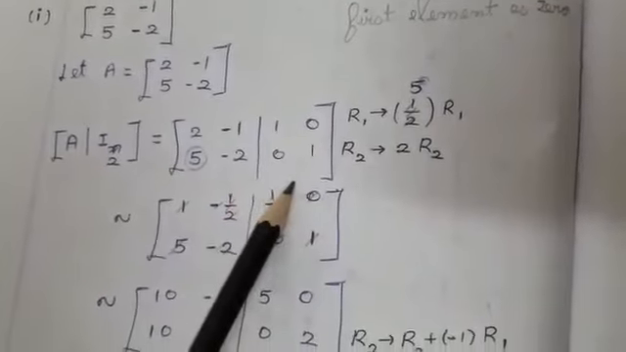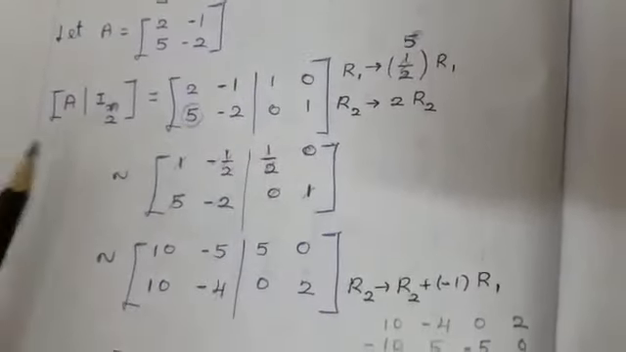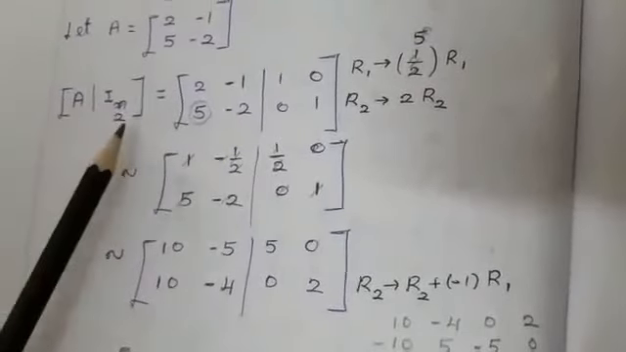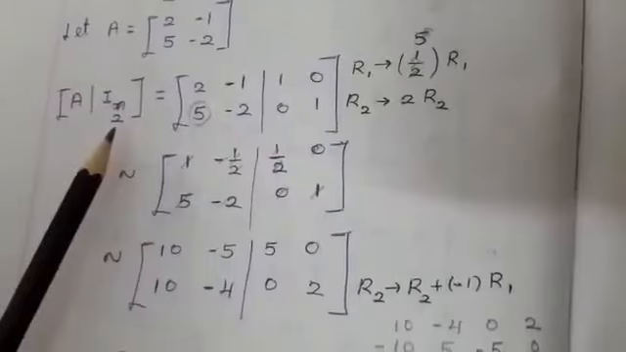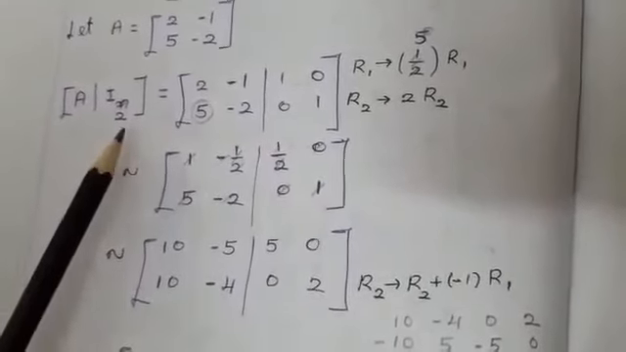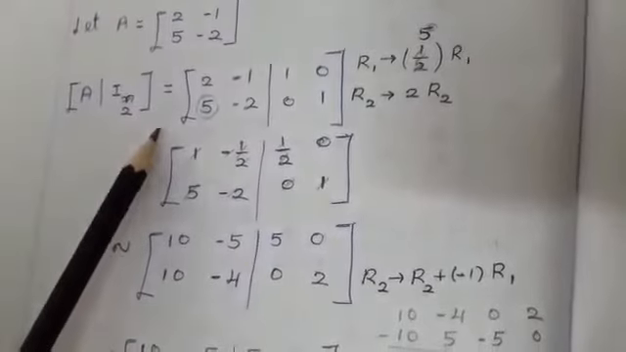I am going to do the calculations using the 3 steps I told you: interchanging of rows or multiplying by a constant. Similarly, you can add and subtract the rows. You can use these methods to do the calculation. Keep this in your mind.